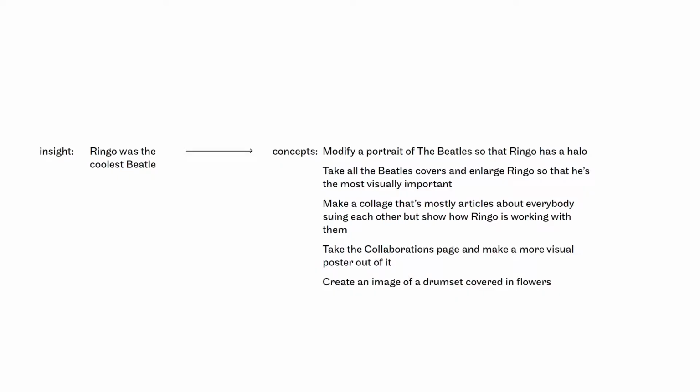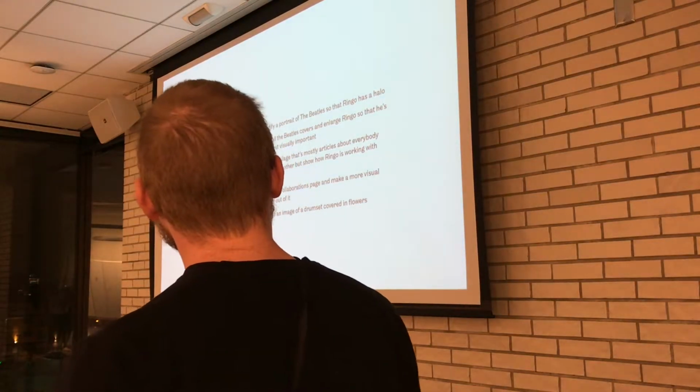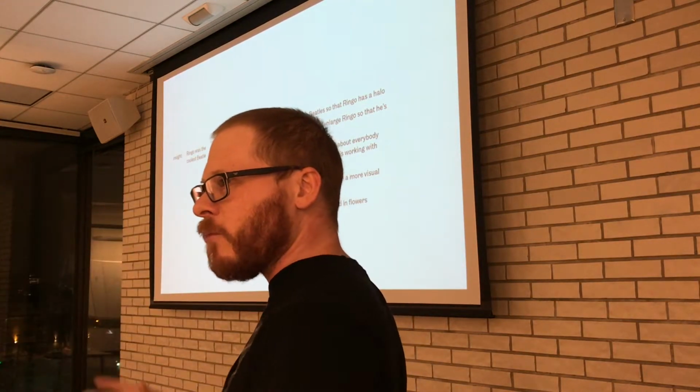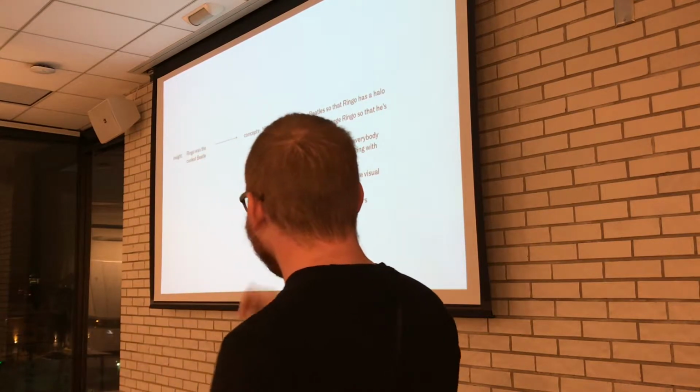So now if we go forward, if I take that idea, I can develop a lot of concepts from it. I could modify a portrait of the Beatles so Ringo has a halo. Take all the Beatles covers and enlarge him so that he's the most visually important. Make a collage that's mostly articles about how everybody is suing each other, but how Ringo is working with everybody. Take the collaborations page that we just looked at and make a visual poster out of it, almost like an infographic. Create an image of a drum set covered in flowers.